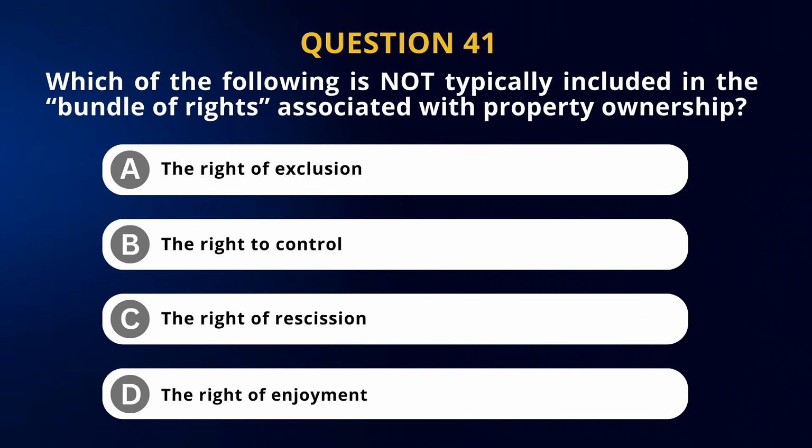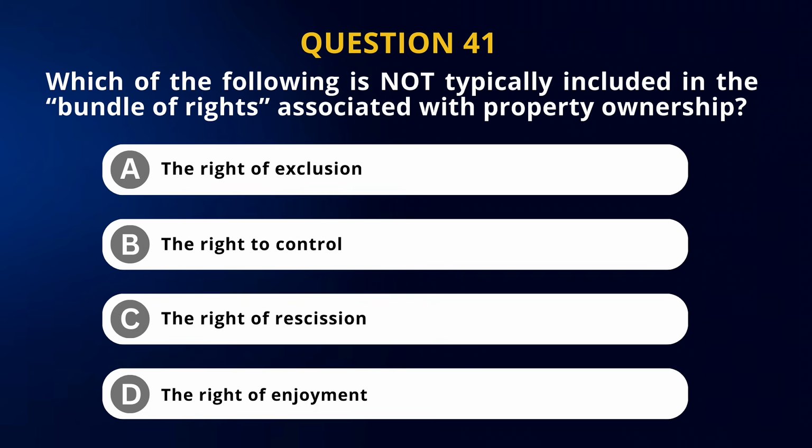Question number 41. Which of the following is not typically included in the bundle of rights associated with property ownership? Letter A, the right of exclusion. Letter B, the right to control. Letter C, the right of rescission. Letter D, the right of enjoyment.